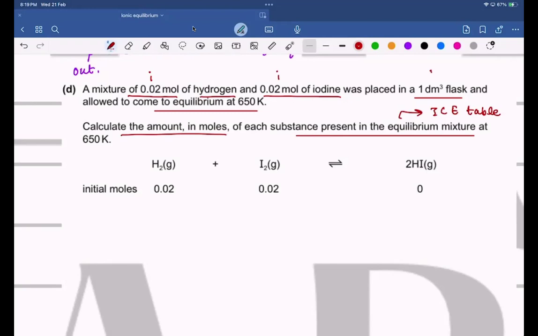Okay. So I stands for initial, C stands for change, and E stands for equilibrium. So it is I, then change, C, and then equilibrium. Okay, is this clear to all of you? Yes, sir.